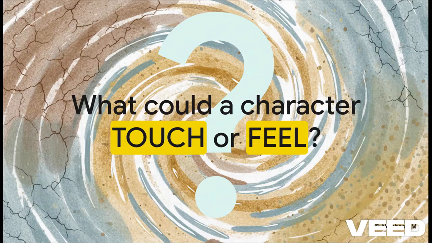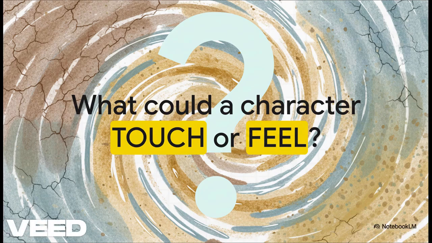Next up, what can your character physically touch or feel? Think about this. Textures, temperature. Is the air heavy and humid, sticking to your skin? Is the wall they're touching rough, or is it smooth and cold? Can they feel the warmth of the sun on their face? This is how you put the reader directly inside the character's body.